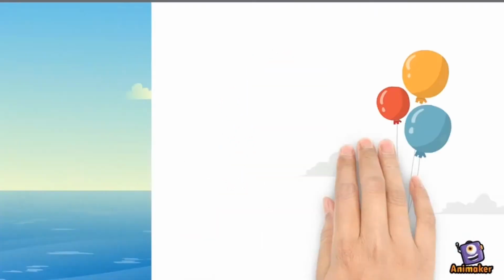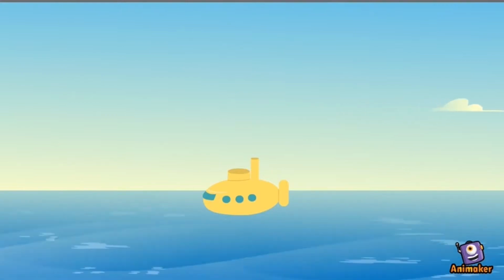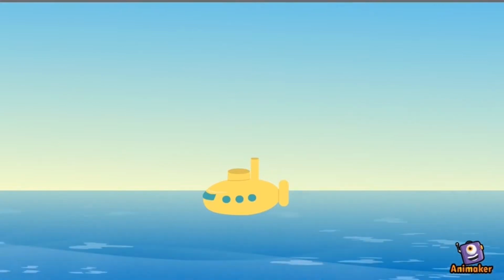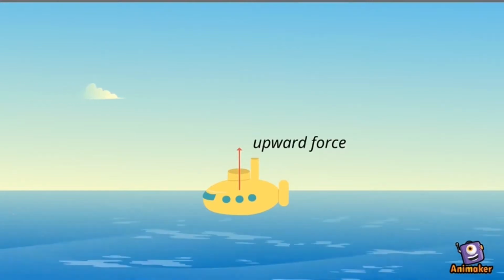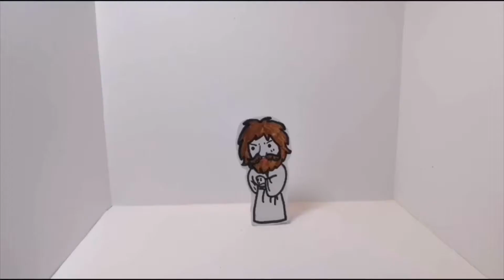What makes a balloon float? While a submarine can move freely underwater, is there anything to support them to keep floating? Apparently, an upward force is needed to balance the downward gravity, which is buoyancy.